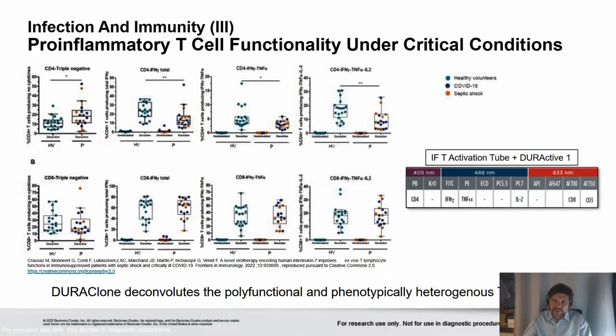However, with the IFT activation tube and Directive 1, we have a very swift, immediately available tool to do this in a very highly standardized way. That could also be done between centers, to simply enlarge your cohort.